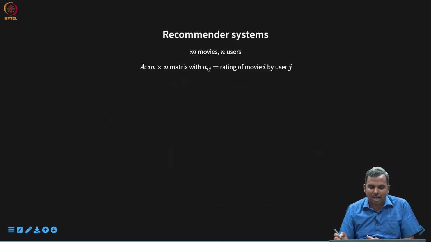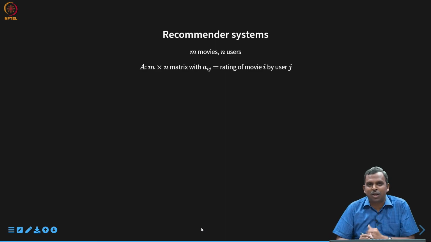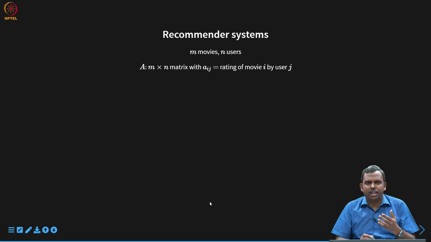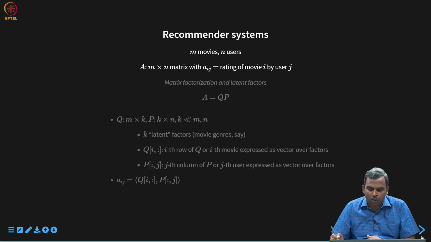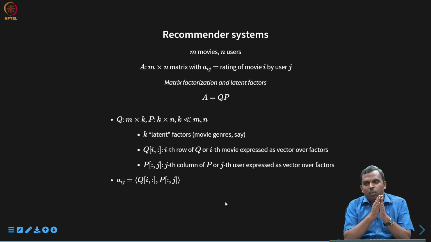So let me just go back to the original thing. I want to predict the missing edges from whatever I know from the matrix A. So how do I go about doing it? One very popular method uses something called matrix factorization, and uses something called latent factors. So you imagine that these movies and users are vectors, and think of a vector as representing their characteristics.